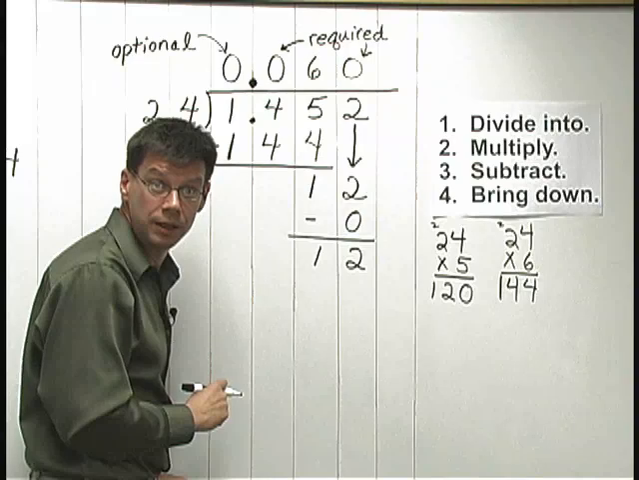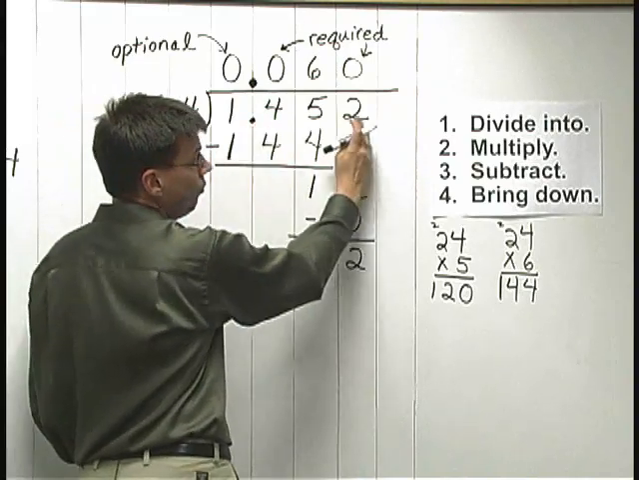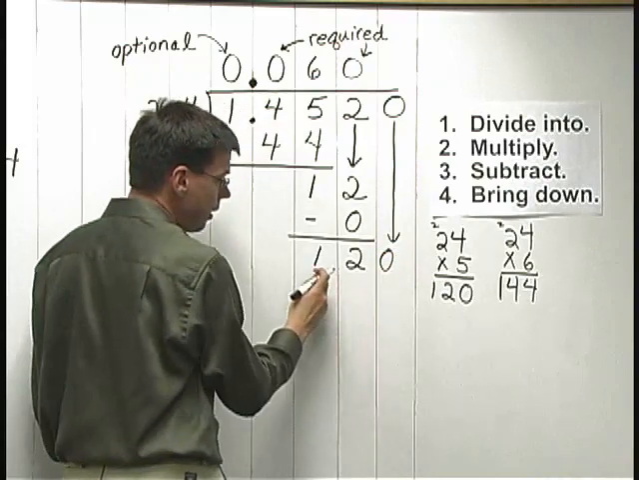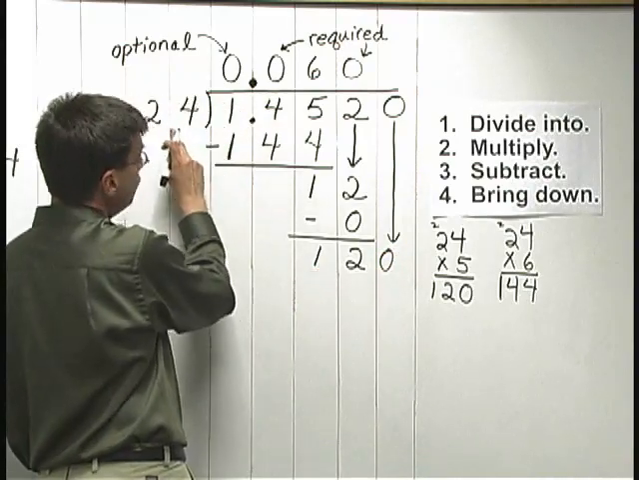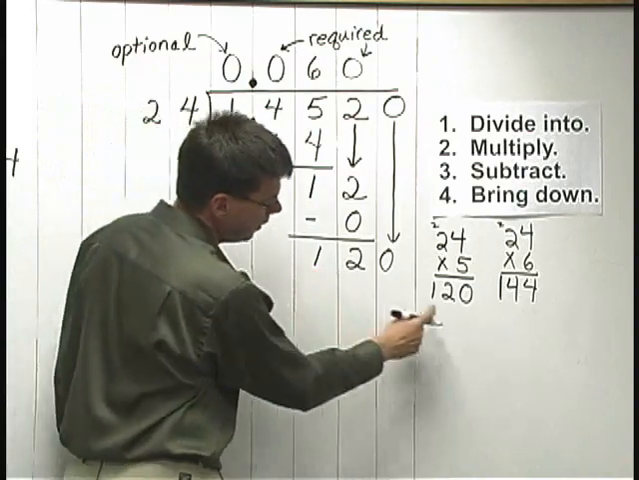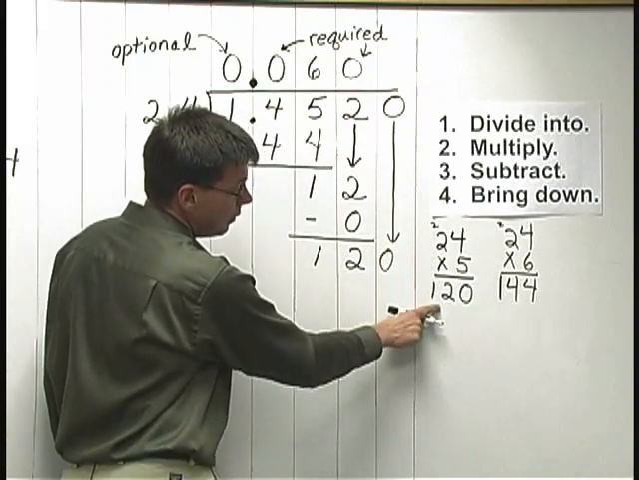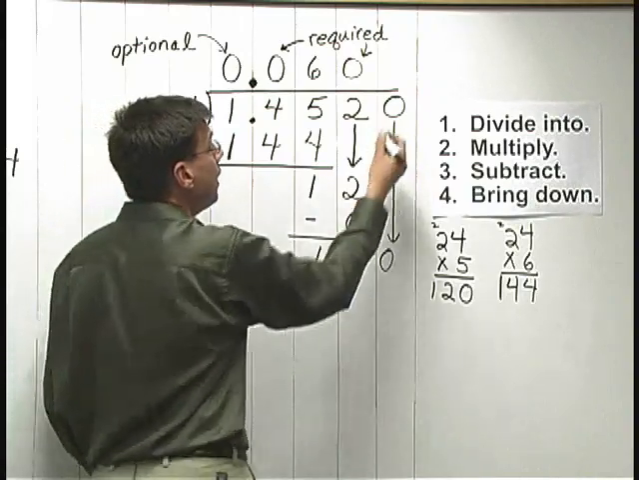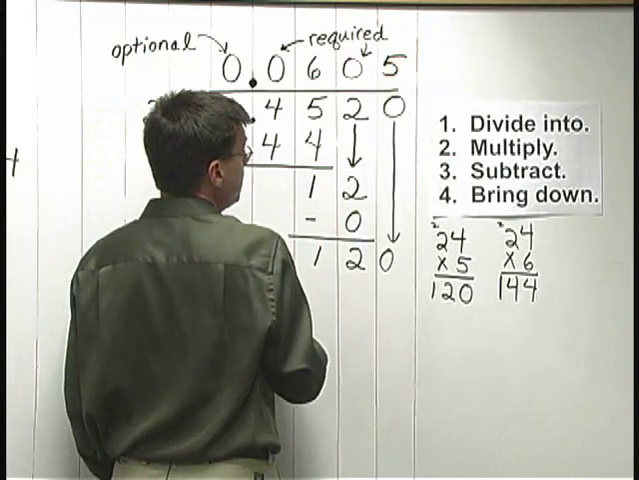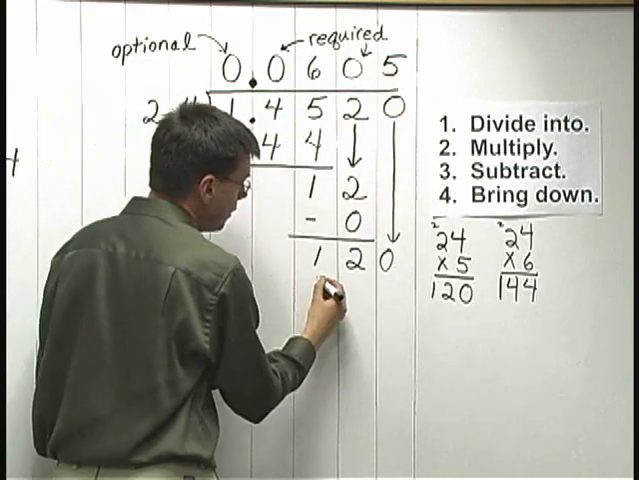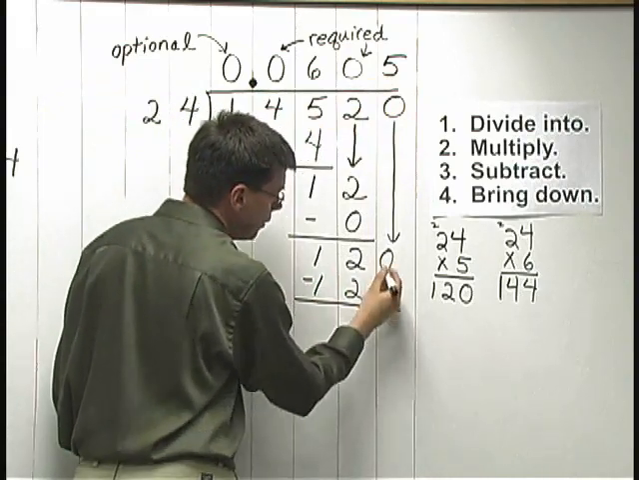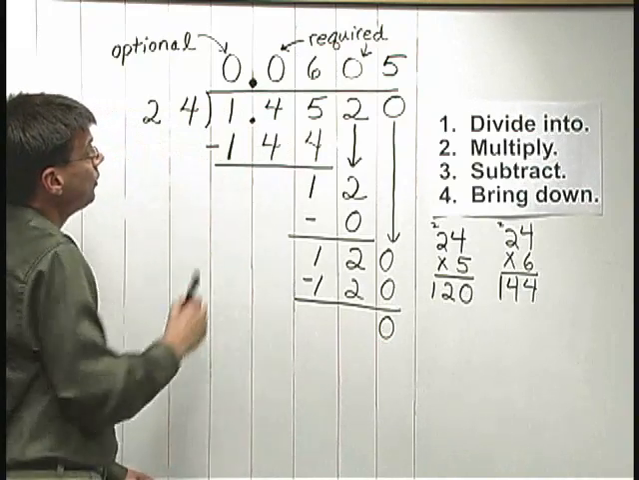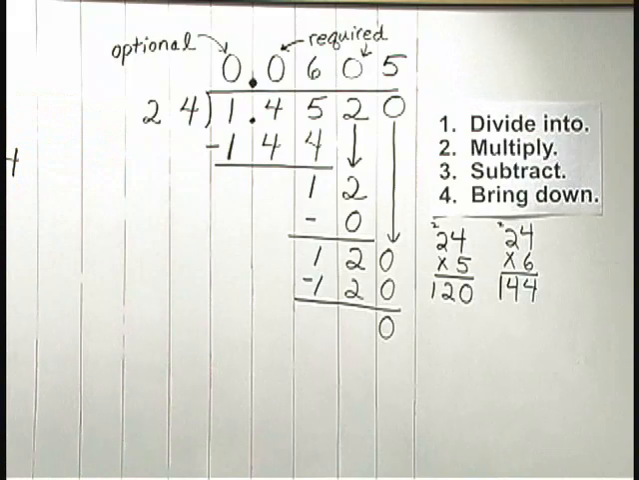Now, I don't have any more digits written inside the long division box, but because I'm to the right of the decimal point, I can write a 0 on the end and bring that 0 down. I now have 120. How many times does 24 go into 120? Well, let's look at what we already figured out here. Look at that. We already figured out that 24 times 5 is 120. So 24 goes in exactly 5 times. I write a 5 above the 0 that I just brought down. 5 times 24 is 120. 120 minus 120 is 0. And now, because I got 0 remainder, we're finished. Our answer here is 0.0605.